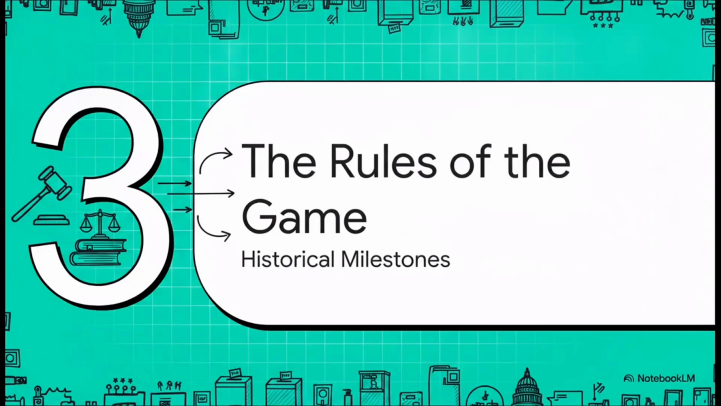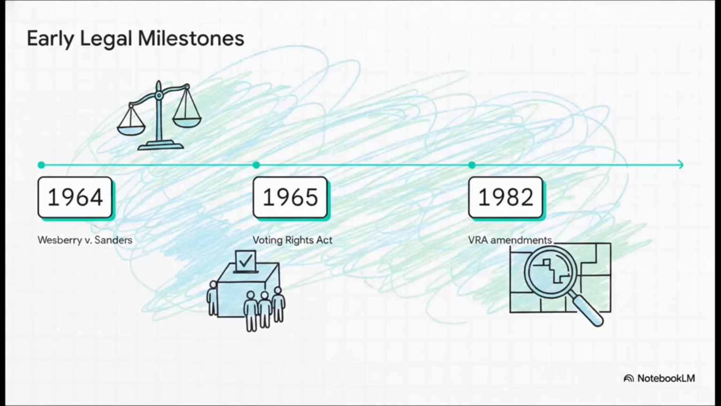All right, Section 3, the rules of the game and key historical milestones. So early on, some massive legal milestones really laid down the foundational rules for this entire cycle. In 1964, the Supreme Court case Wesberry v. Sanders established the absolutely crucial one-person, one-vote principle, requiring districts to have roughly equal populations.